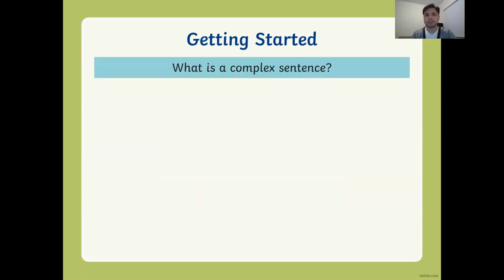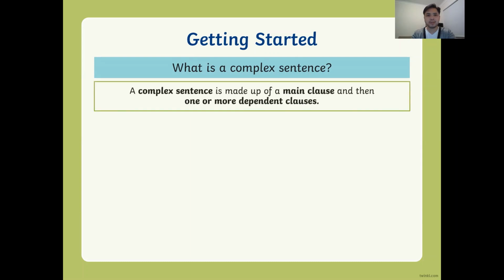Let's keep going. Now, what is a complex sentence? A complex sentence is made up of a main clause and then one or more dependent clauses. Now, let's just pause right there. Dependent, what does that mean? It's something that depends on something. So, as children, you guys depend on your parents to give you food, give you shelter, stuff like that. In the same way, a dependent clause or a dependent sentence relies on the main clause.